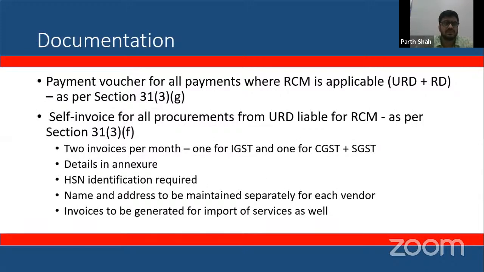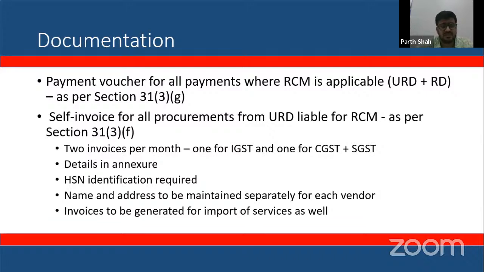The next is the documentation aspect. As we had discussed, I think last month, the documentation aspect for reverse charge mechanism transactions is that you have to prepare a payment voucher for all the payments where RCM is applicable, whether the supplier is registered or unregistered. That has been provided under section 31(3), and the serial numbers of such payment vouchers have to be provided in your GSTR1 returns as well. So the payment voucher is the first aspect.